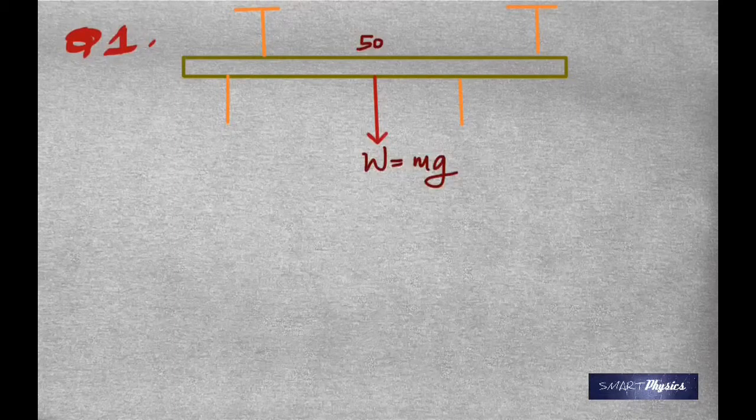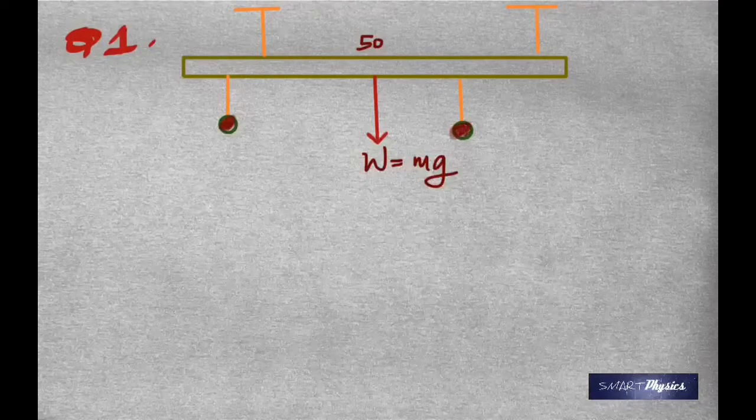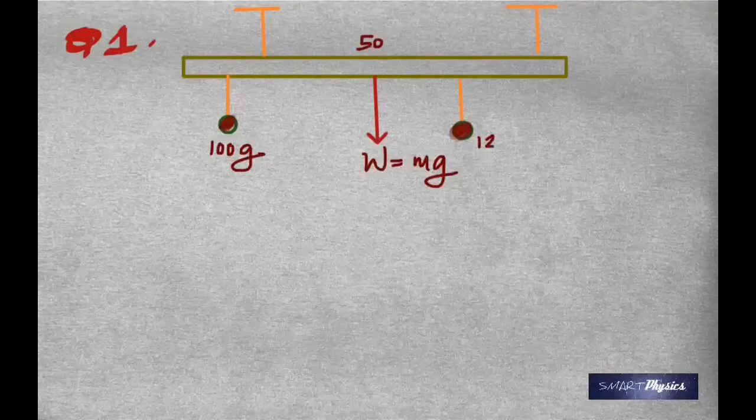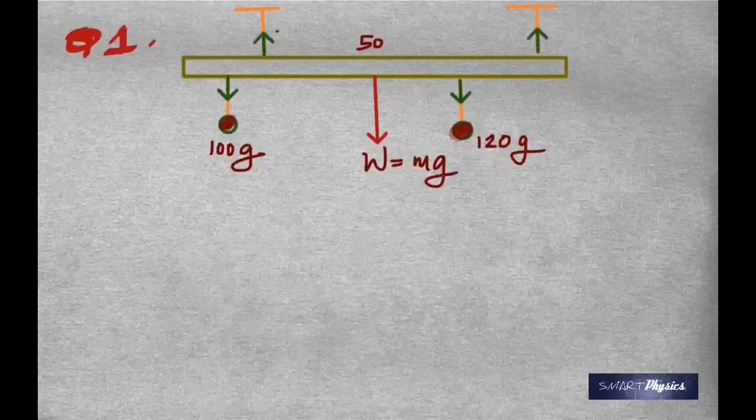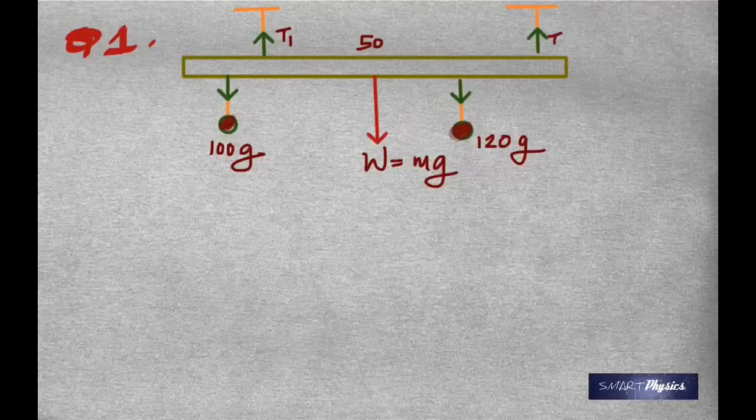And there are two objects suspended, one at the 10 centimeter mark, which is here. That's 100 gram mass, and the other is at the 70 centimeter mark, and that's 120 gram mass. So you have the two masses, 100 gram and 120 grams. So you have the tension in the strings acting up, as I have shown. We call them T1 and T2. Those are the forces, the tensions acting in the string.